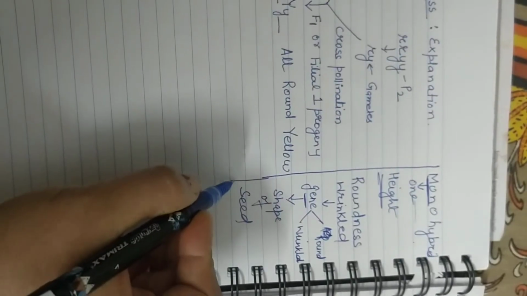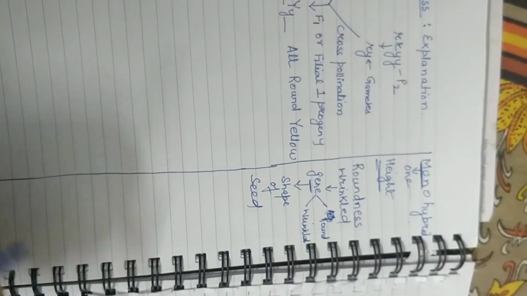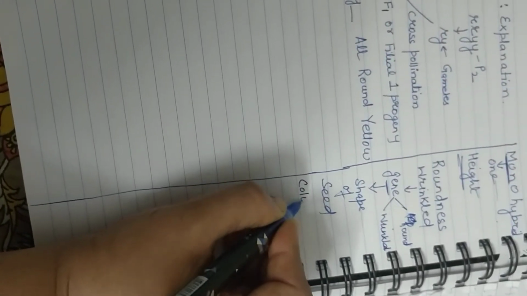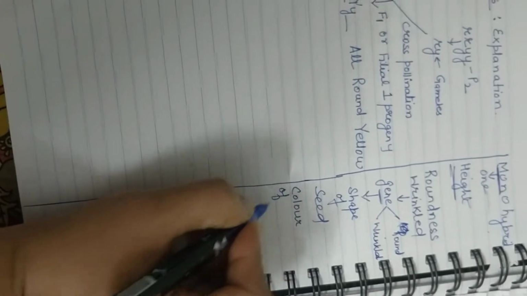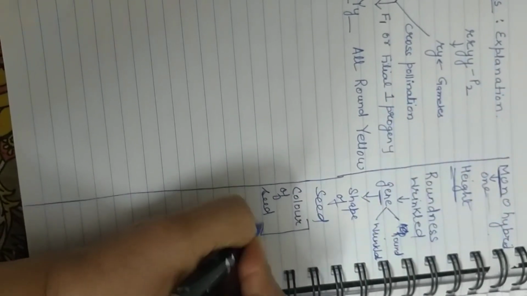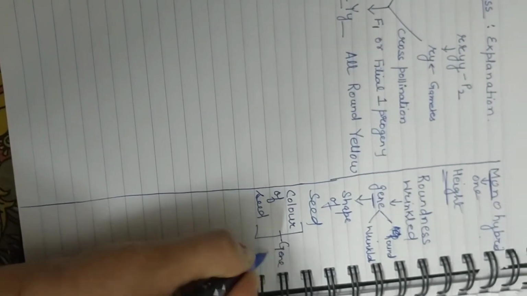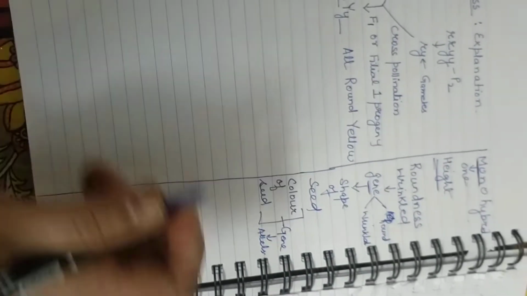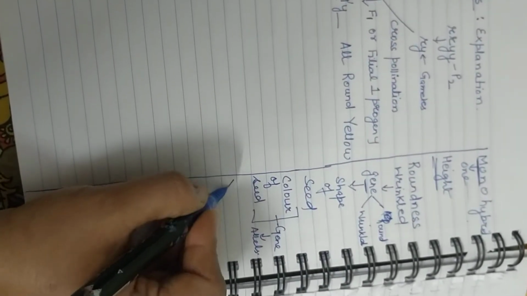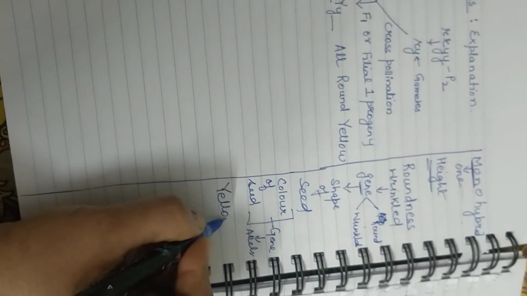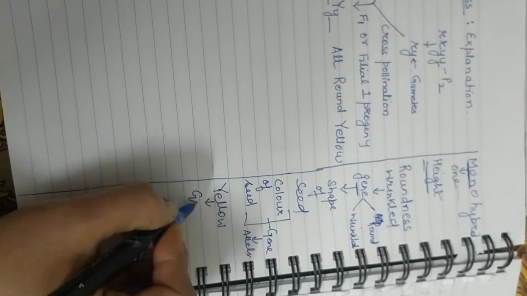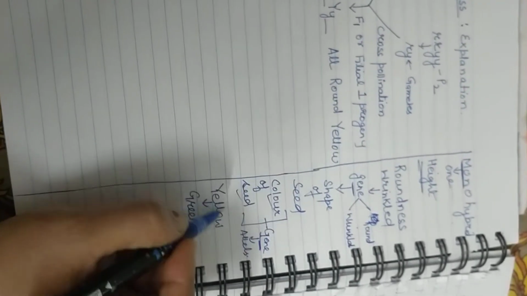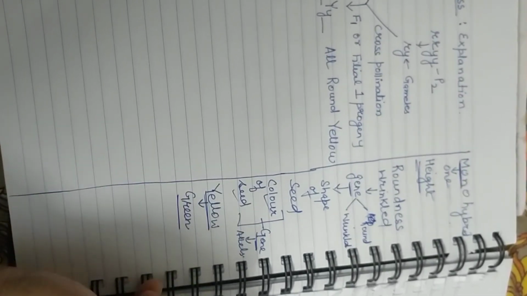The other character which he took was the color of the seed. The color of the seed is governed by a single gene. This gene also has two alleles. Alleles mean forms. So here the color of the seed is either yellow or green. The gene was the color of the seed and the two forms were yellow and green.